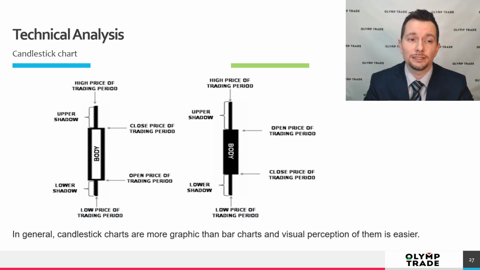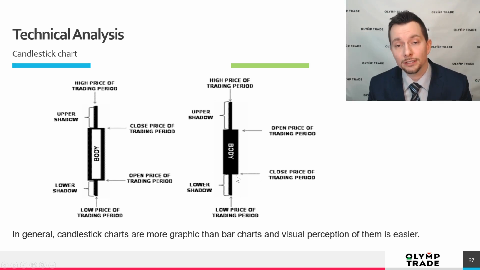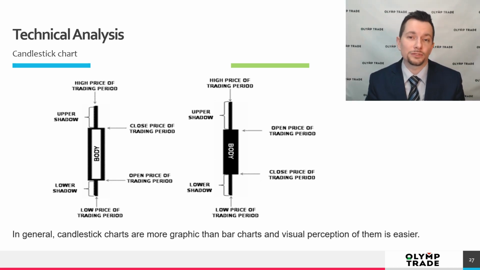Here we can discuss a little bit in detail what a candlestick looks like. So a bullish candle with the body that's white going up. Here we have the opening price. Here's the closing price. It went a little bit higher, went a little bit lower before it closed. Same thing with the bearish candle. Here we opened at this level here. Then we dropped down some, we went up some, and ended up closing again here, thus drawing a bearish candle. In general, they're more graphic and the visual perception of them is easier.